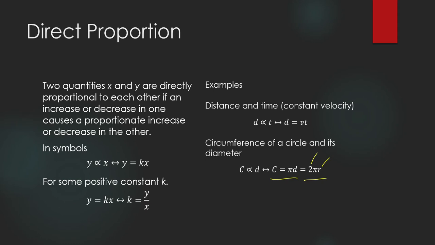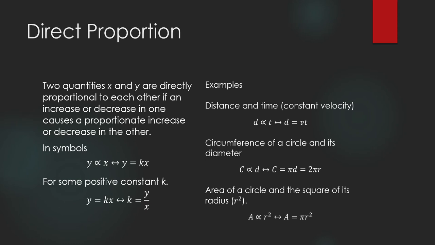That is your d. Another example of direct proportion is the area of a circle. So the area of a circle and the square of its radius show direct proportionality. The area is directly proportional to the square of the radius. Okay? And you can write that as an equation. Area is equal to pi times r squared. The constant of proportionality here is pi.